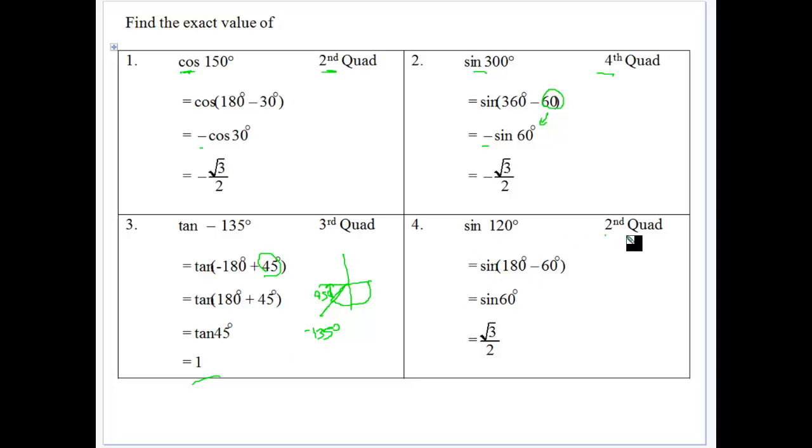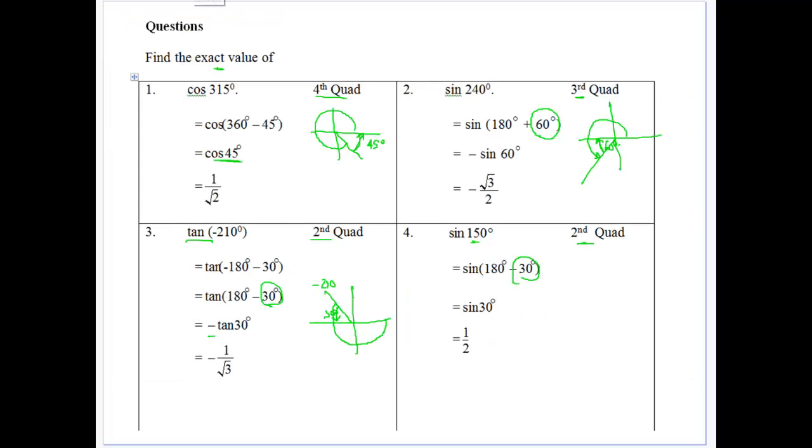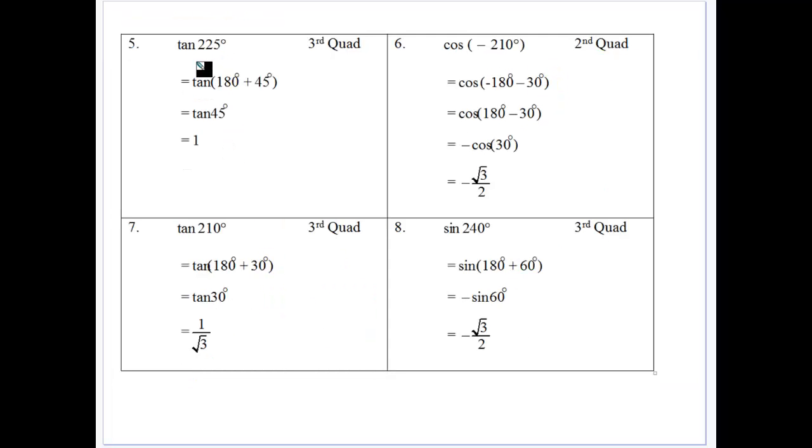Sine of 120, we're in the second quadrant, so that means it's going to be a positive answer. And it's 60 degrees as a related angle back to the x-axis, so root 3 on 2. Tan of 225. We're in the third quadrant now, and tan is positive in the third quadrant. 225 to 180 would be 45 degrees. So tan of 45 gives us the 1.